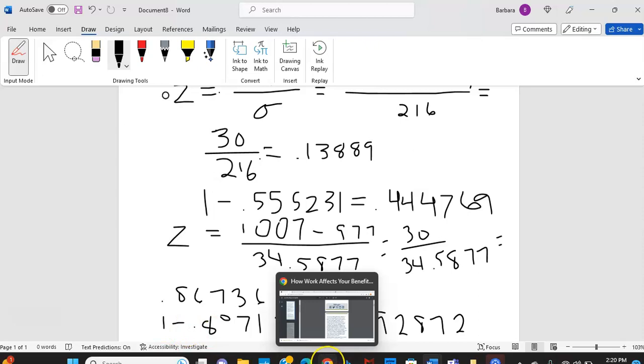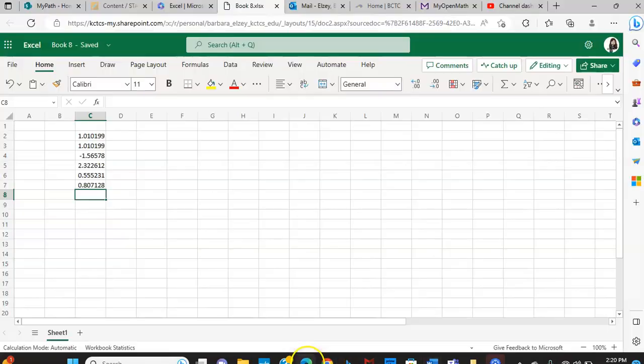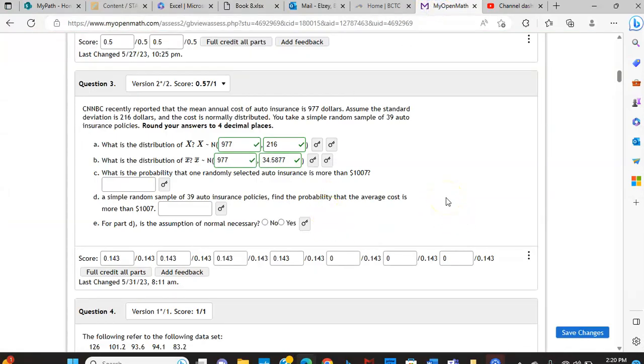I think there was an E just asking about normality. So let's go back for a second. Look at that one. So E, do we have to have normality in order to do problem D? Now let's remember that as long as the sample size is bigger than 30, it doesn't have to be a normal distribution. So in this case, this sample was 39 auto insurance policies. So that's bigger than 30. So we do not have to have a normal distribution. If it's less than 30, we definitely have to have it tell us that it's normally distributed. Now, it told us anyway, but of course, in this particular instance, to do D, we did not have to have it.